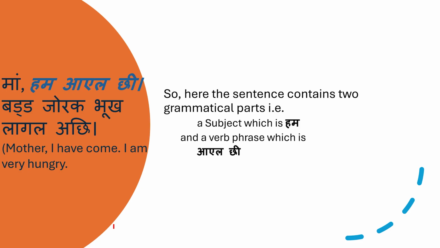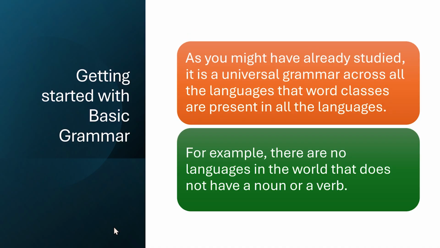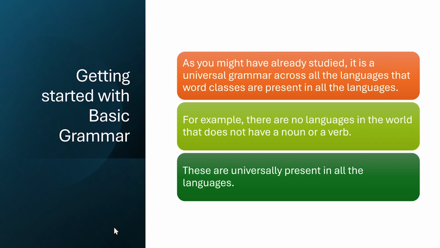So here the sentence contains two grammatical parts, that is a subject which is hum and a verb phrase which is आयल छी. As you might have already studied, it is a universal grammar feature across all the languages that word classes are present in all the languages. For example, there are no languages in the world that do not have a noun or a verb. These are universally present in all the languages.